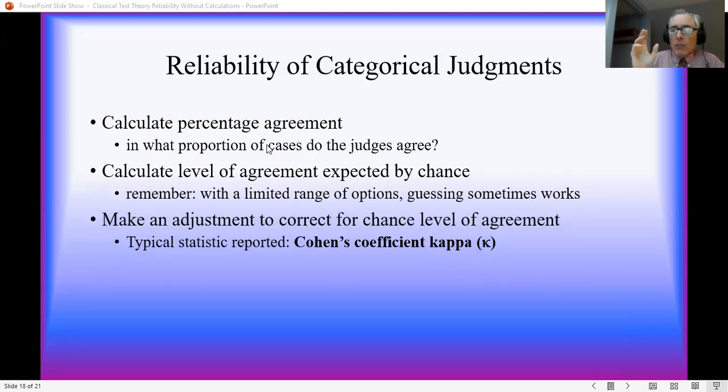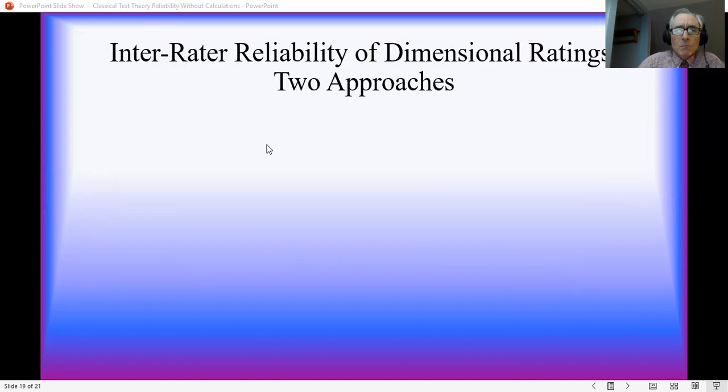And then you make this little adjustment, and the usual statistic here is something called Cohen's kappa, or coefficient kappa. Again, there are others out there like Krippendorff's alpha, but Cohen's kappa is the one you see the most. Cohen's kappa represents how much more closely judges are agreeing than they would have agreed if they were just guessing. How much of an improvement are we making on chance? And you see this in studies of diagnostic reliability, for example, when they're developing a new edition of the DSM.